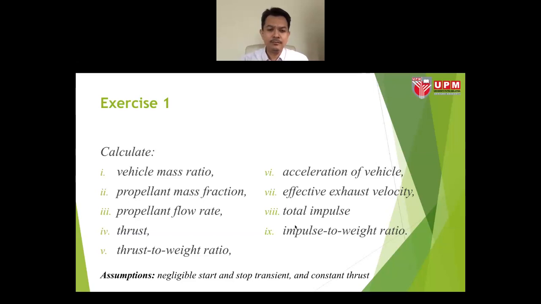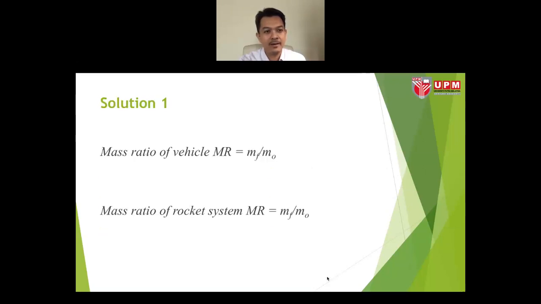That's number one. Number two is that we assume the thrust produced from the rocket system, in this particular case the rocket missile, remains constant. So the thrust remains constant throughout the duration. The duration is 3 seconds. I hope you can take note of that. And now let us calculate together from number 1 until number 9.